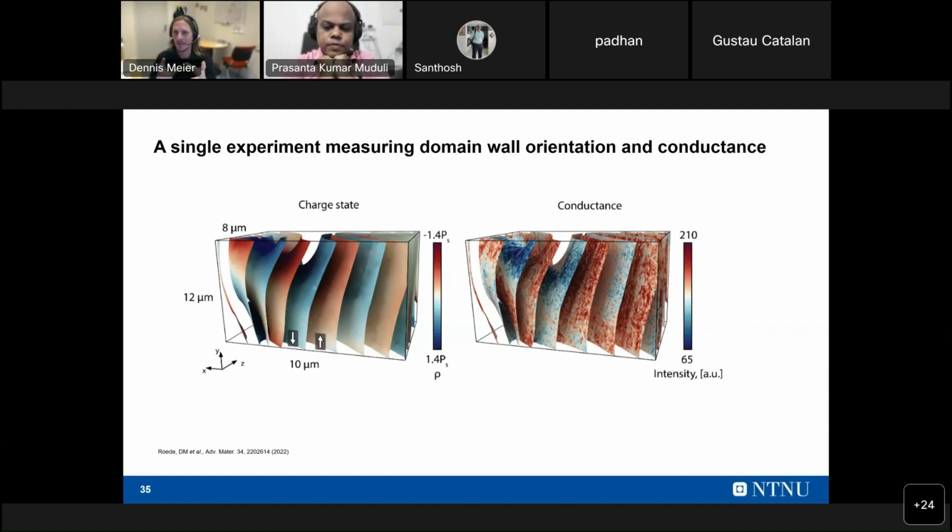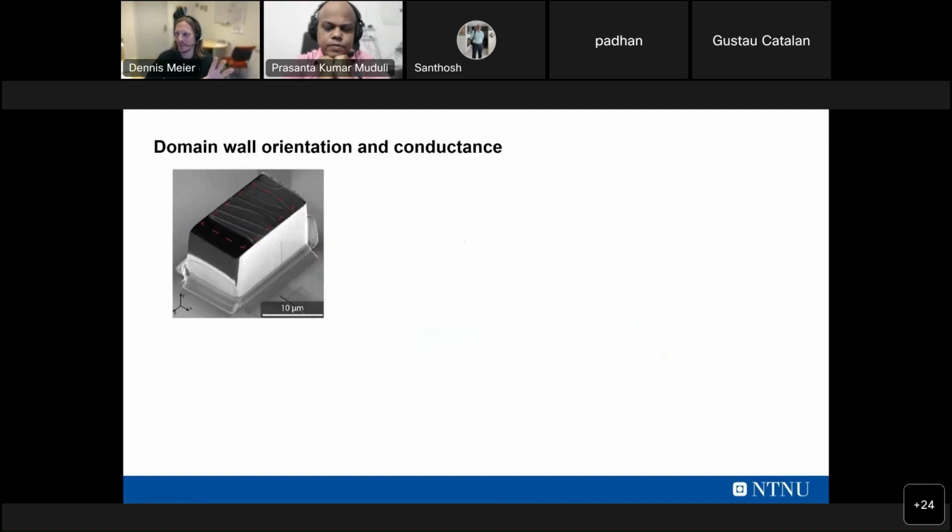And that's really amazing because everybody already knew that charge state and conductance are correlated. This is how you calculate the bound charge at the wall and then say, oh, we have enhanced or reduced conductance. But really measuring that is a completely different story. And here you now see that it nicely fits: when we have a charge state changing, the conduction changes, and if we go from head-to-head to tail-to-tail walls, we go from conducting to insulating walls. So all this matches really nicely, and now we can also understand much more subtle details.